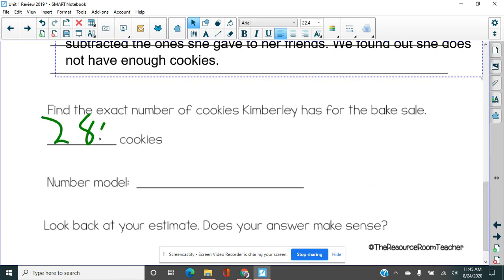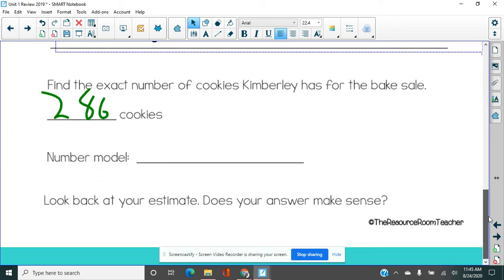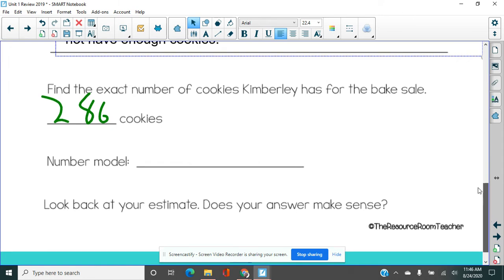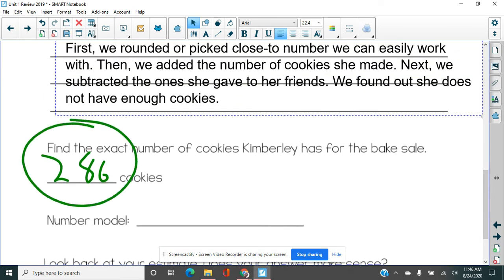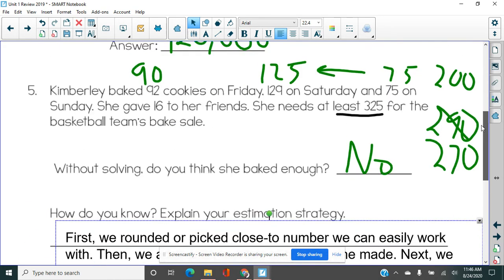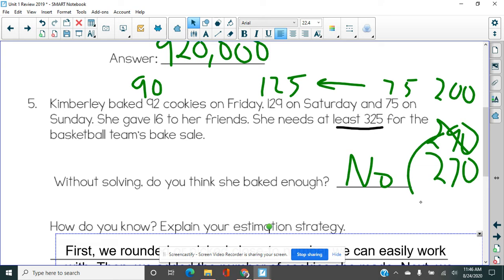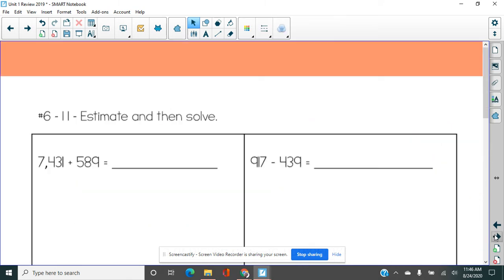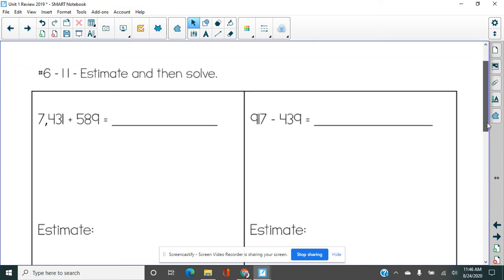Now the number model we just did, right? I'm not going to rewrite it again, but I would write that sideways here. Look back at your estimate. Does your answer make sense? Your answer makes sense if your answer is pretty close to the estimate. So let's go back up. Our answer was 286 and our estimate was 270. We're in good shape, right? Those are fairly close. So that's how estimating is important. All right, now our last page here, we're going to be estimating and then solving.